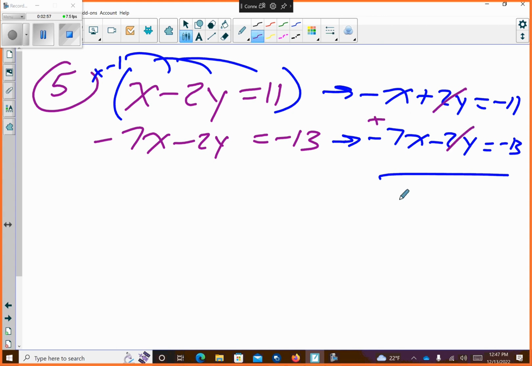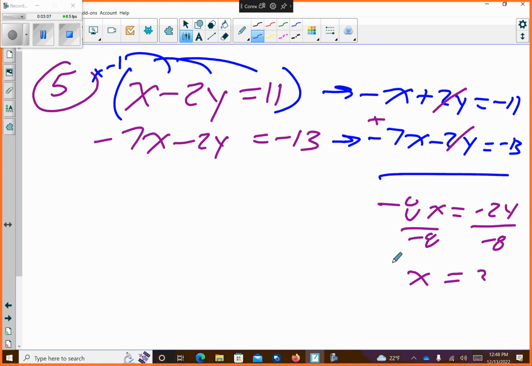Those are going to cancel out. So I get negative 8x equals negative 24. Divide each side by negative 8. So you get x is equal to 3. So there's our first answer.